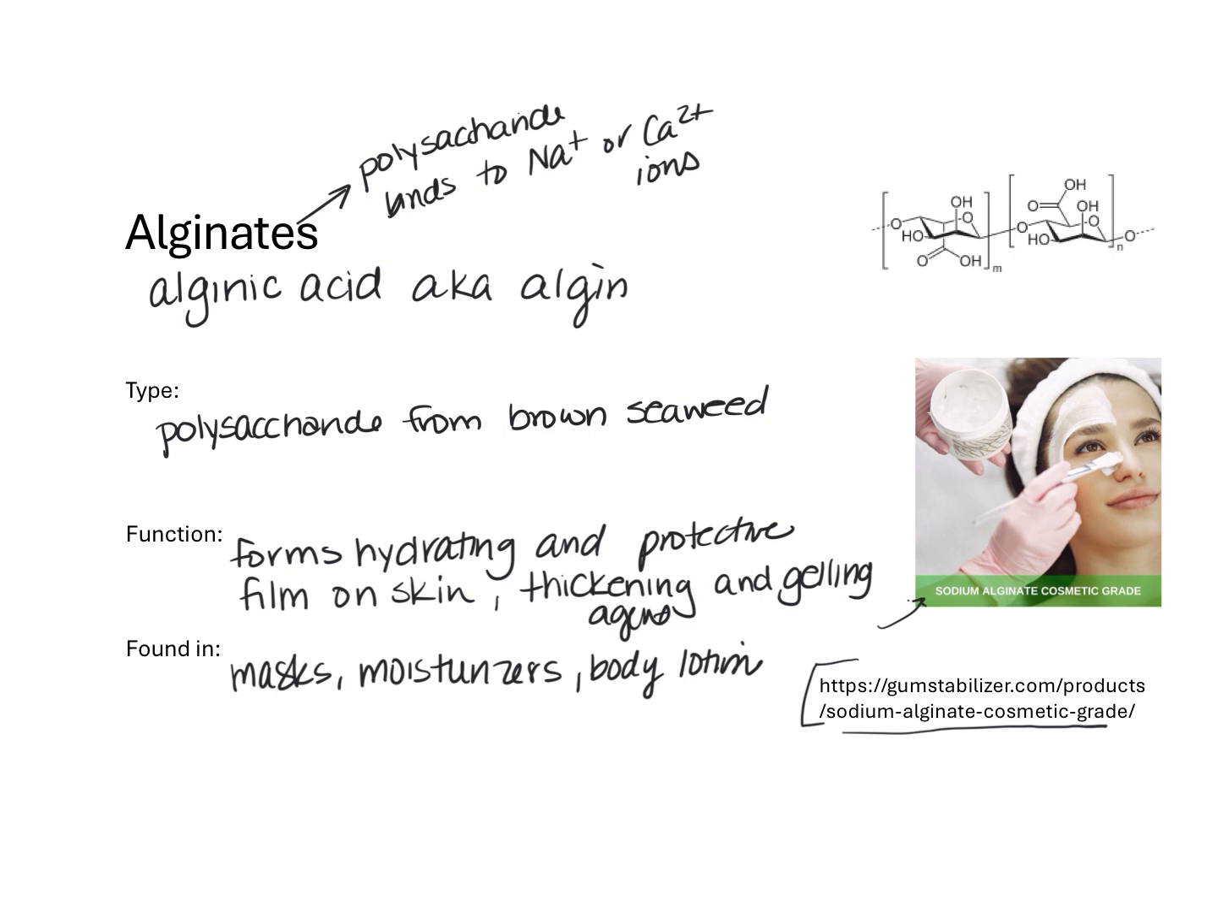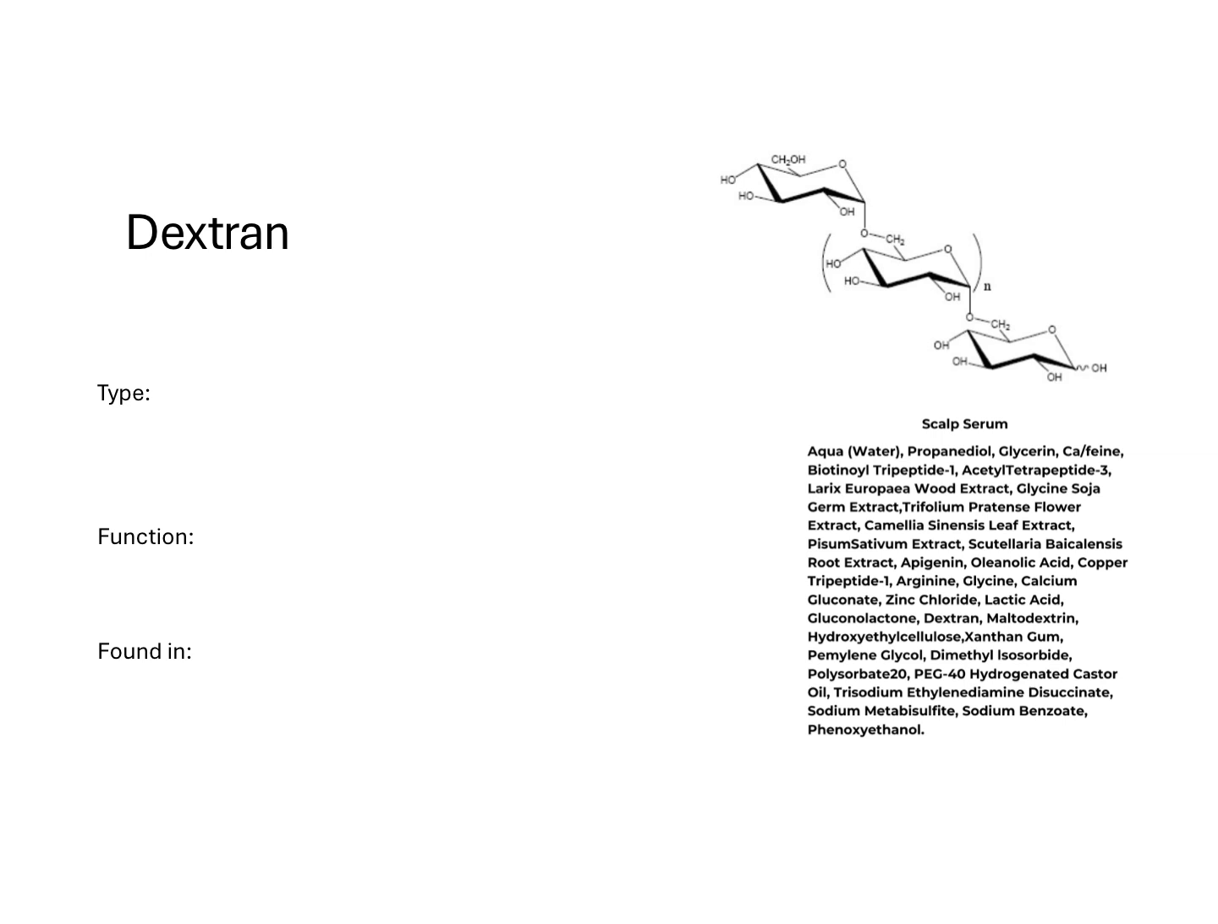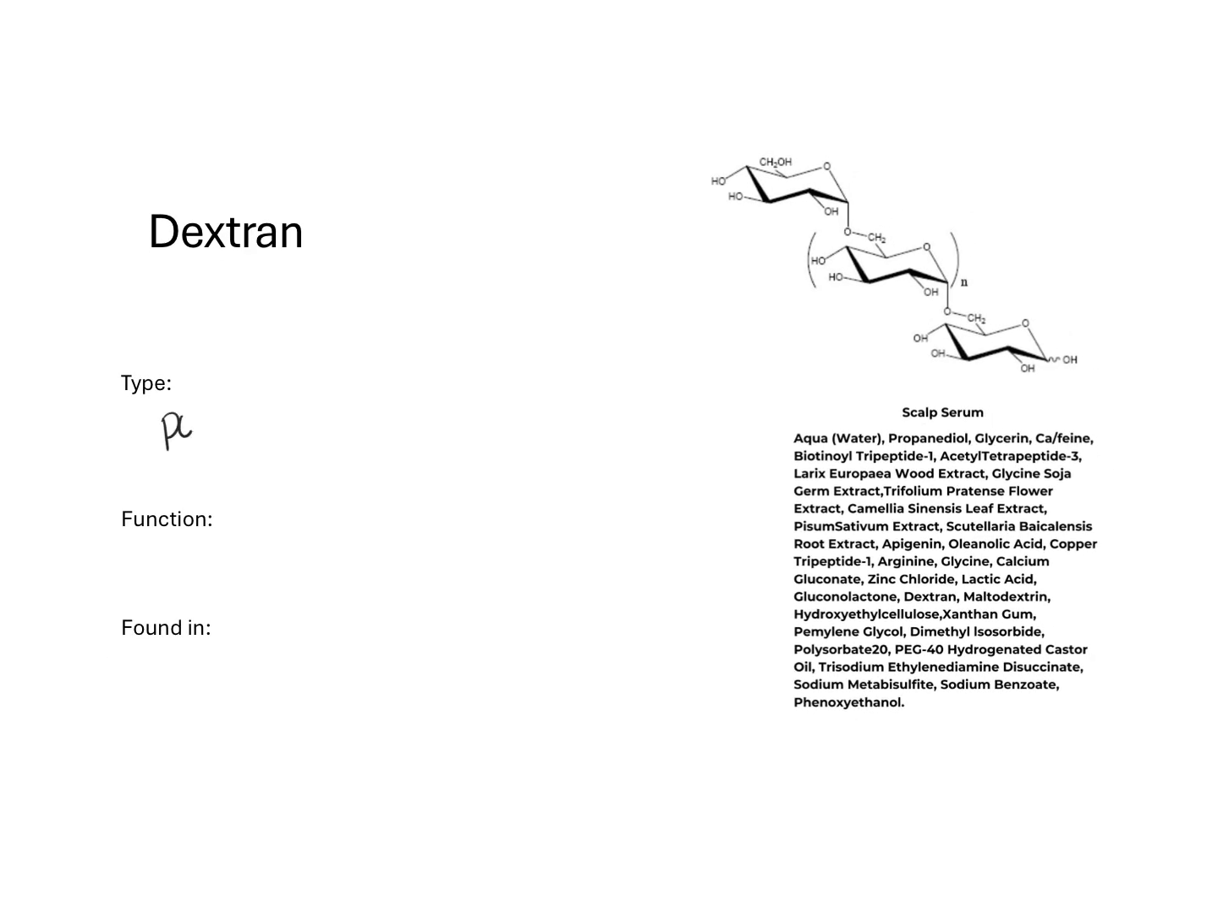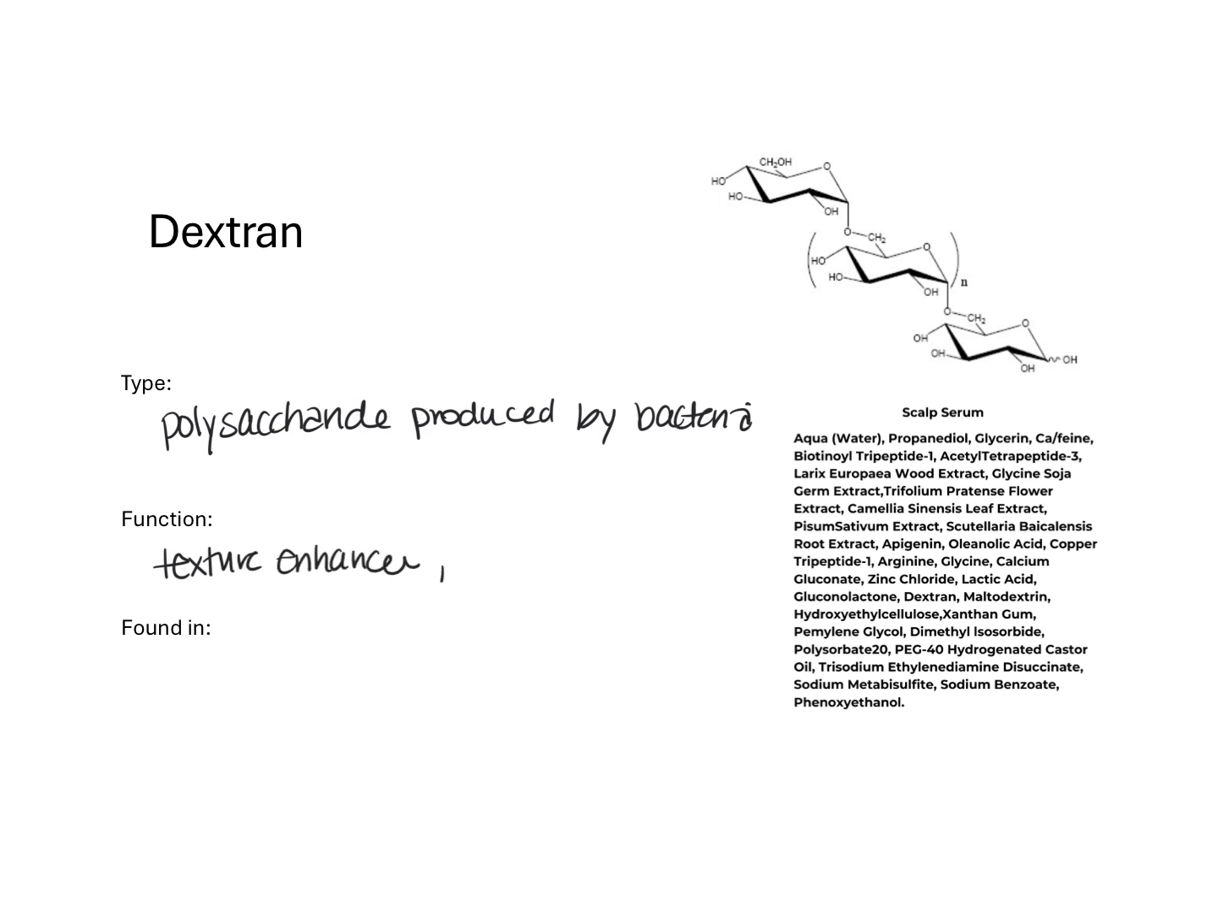Finally, our last polysaccharide here is dextrin. This is a polysaccharide produced by bacteria. Its function is it's a texture enhancer, right? So it's a thickener, it's a stabilizer, and a hydrating agent. Let me put down thickener there too.